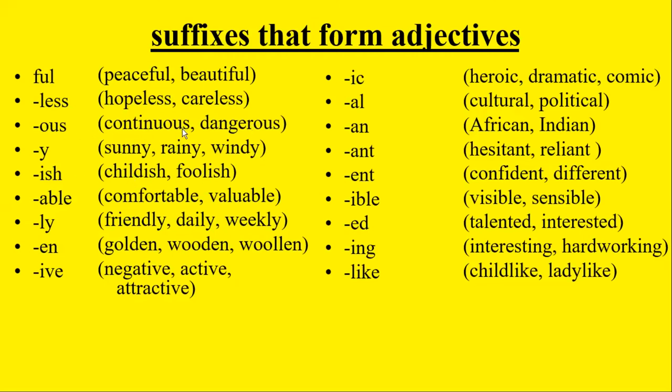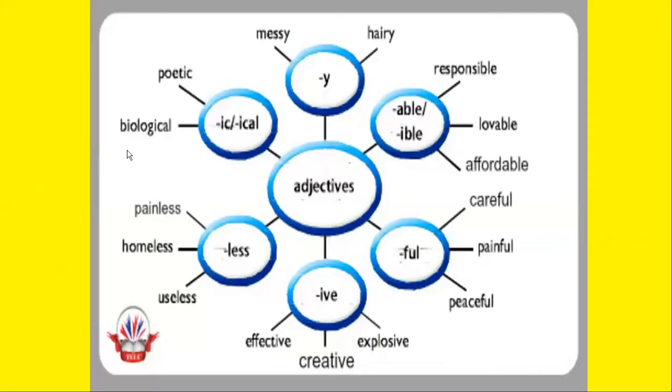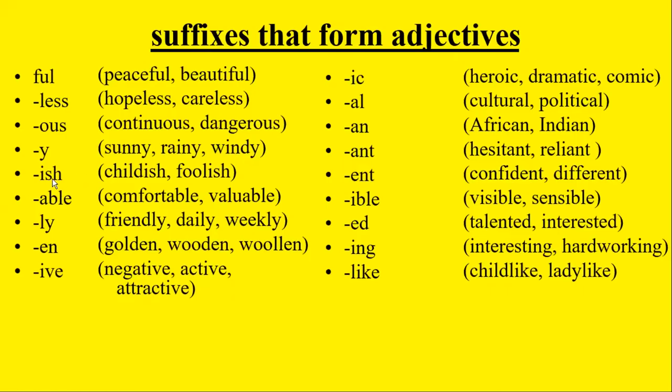Danger, dangerous. Then, as we discussed above: sunny, rainy, windy, hairy, messy. Can you remember? In my previous example also, I cited some words like these: messy, hairy. Then ISH: childish, foolish. Those are adjectives. The root words are child and fool, respectively.